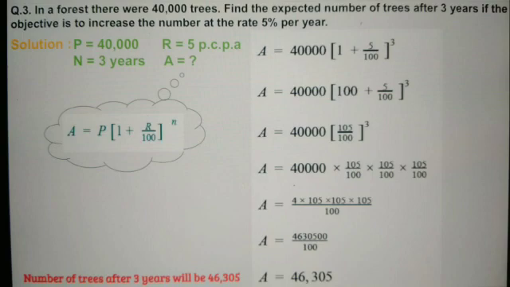After multiplication, you will get 4,630,500 upon 100. Again, cancellation, and you will get A as 46,305. So, what had you to find out? Number of trees after 3 years. So, number of trees after 3 years will be 46,305. Very good. The next sum.